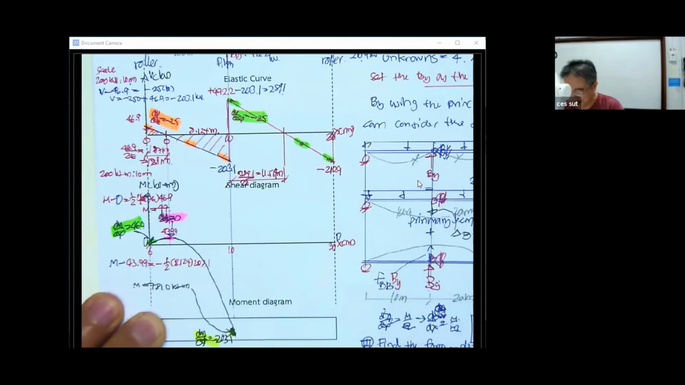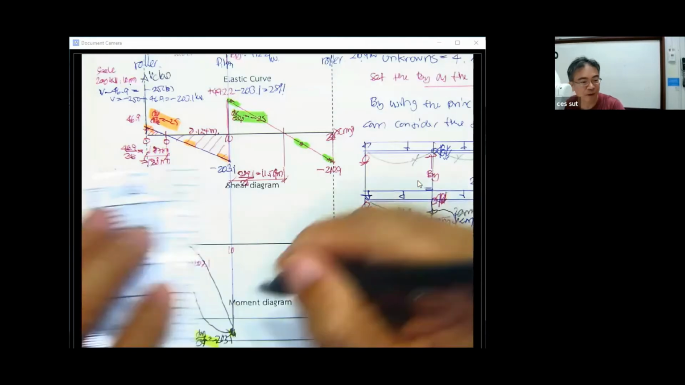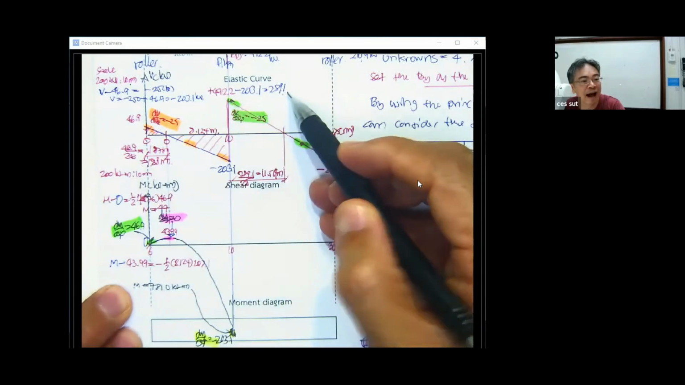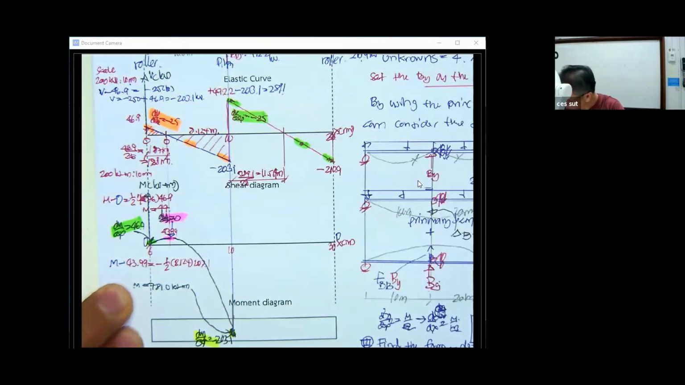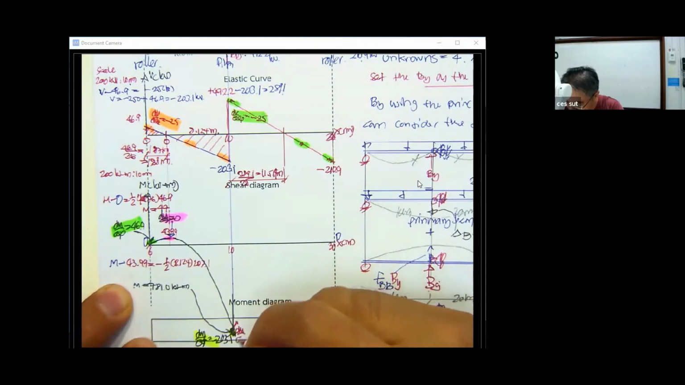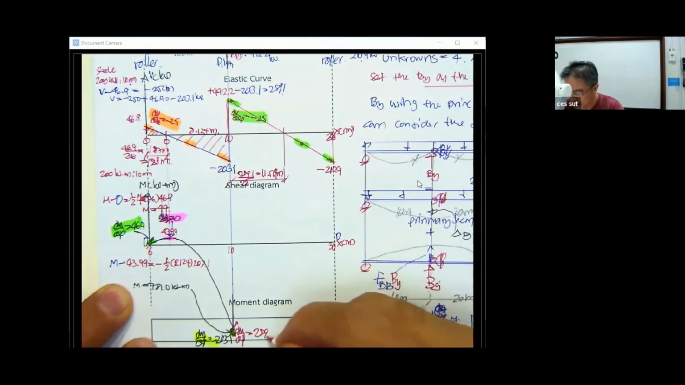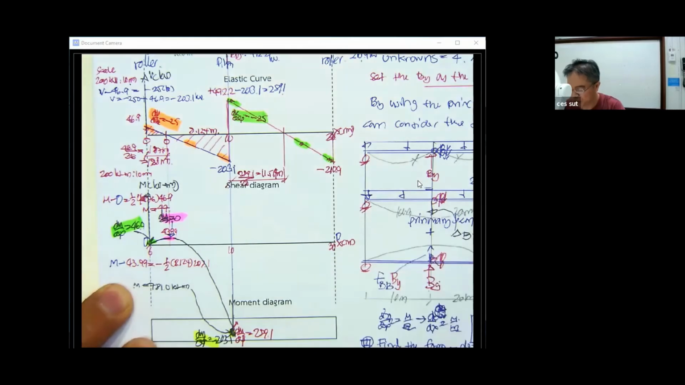Then we go a little bit further in the other direction. The shear changes to 289.1. So coming this way, the slope here, dM/dx, is going to be 289.1, and then it comes over here. The slope over here is going to be 0.